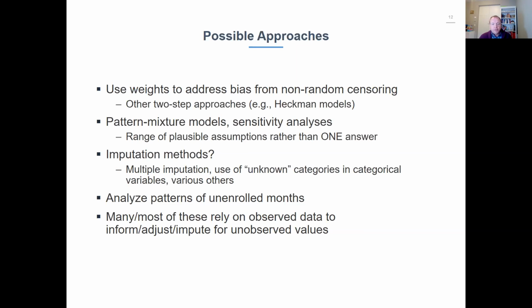So multiple imputation, use of unknown categories in certain categorical variables, although that has a methodological literature around it, and various other approaches. There also, of course, is just analyzing the patterns of unenrolled months as a topic in and of itself. So many or most of these do rely on observed data to inform, adjust, or impute for unobserved values. So if you know anything about missing data theory, you know that that might carry some of its own problems.